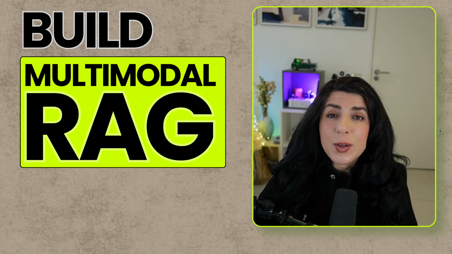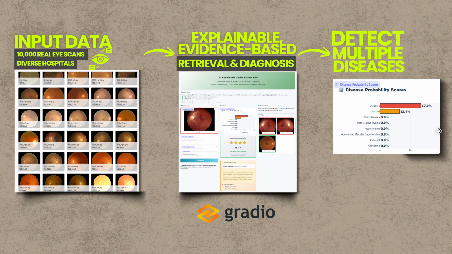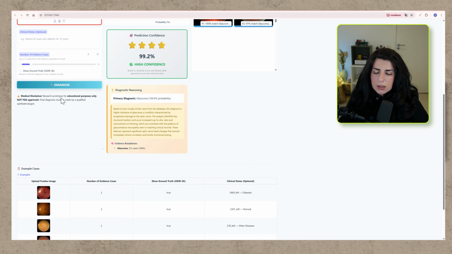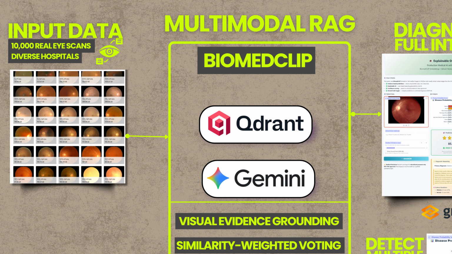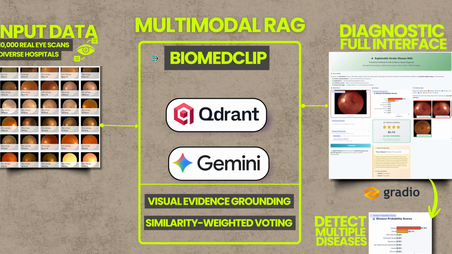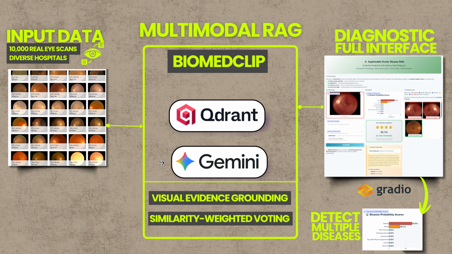In this video, I show you how to build a production multimodal RAG for medical scans with both explainable and evidence-based retrieval in a full Gradio interface. To reflect real-world complexity, we are using 10,000 real eye scans to detect multiple diseases. For the tech, BiomedCLIP for medical embedding, Qdrant for vector database, and Gemini Pro for the diagnostic reasoning.